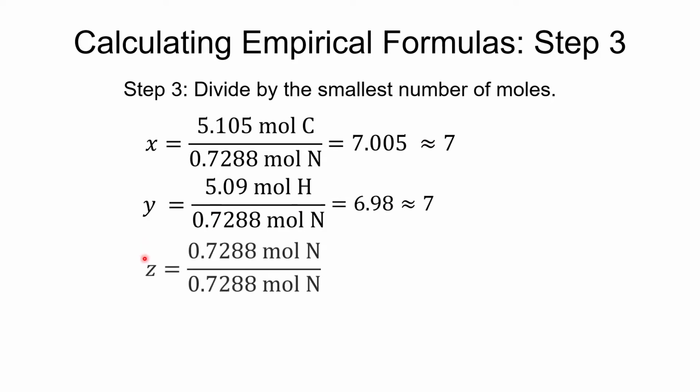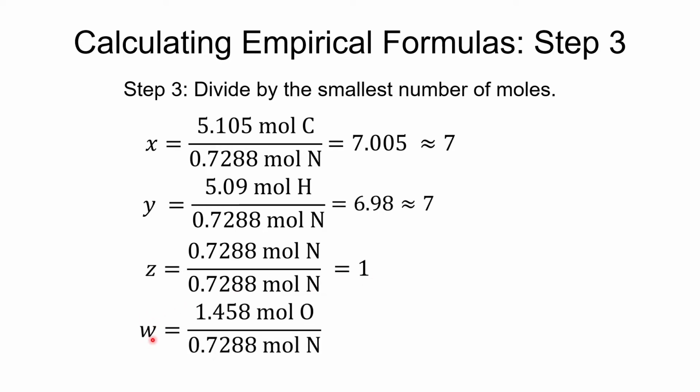For the next one, nitrogen. So nitrogen, again, I arbitrarily chose Z for that one. And 0.7288 divided by 0.7288. And of course, no calculator needed there. That is 1. And one of these will always come out to 1 when you're doing this particular part of the calculation. And then finally, our subscript for oxygen, again, I arbitrarily chose W for that, 1.458 divided by 0.7288, and that gives us 2.001, which I think everybody can agree, that is close enough to 2 that we can round that to 2.